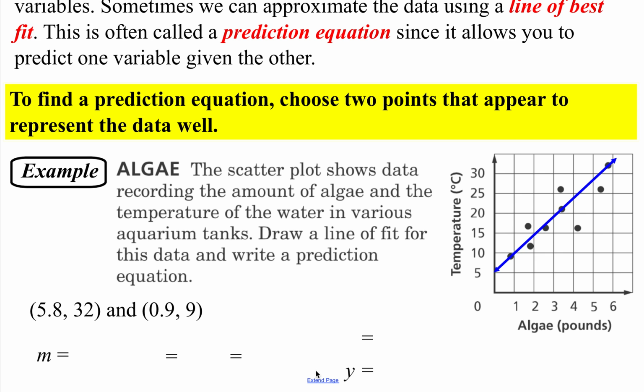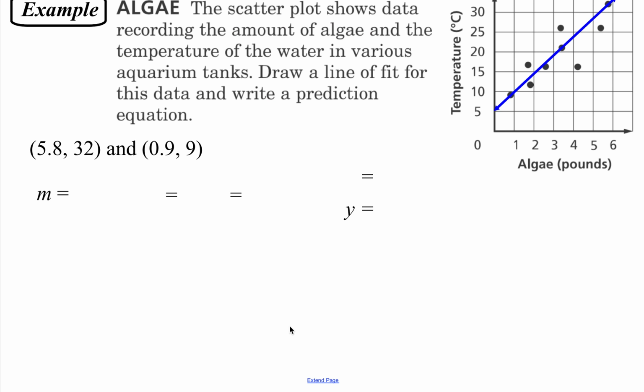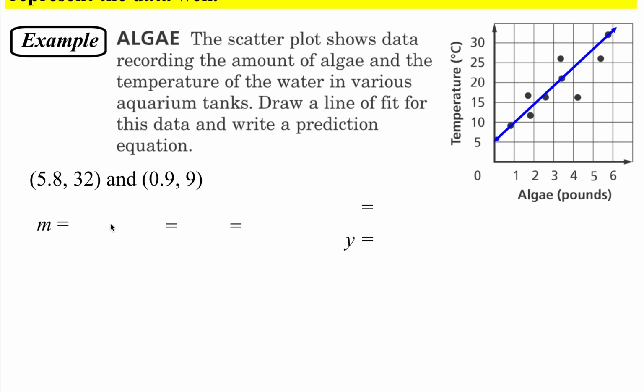So to go ahead and write our equation, remember what we need to do is to calculate the slope. And the slope is going to be the change in y over the change in x. So 32 minus 9, that's our y variable change, right? Our y variables are right there. And then the x variables are in the denominator. So 32 minus 9 over 5.8 minus 0.9 gives us 23 over 4.9, or 4.7. So that is our slope.